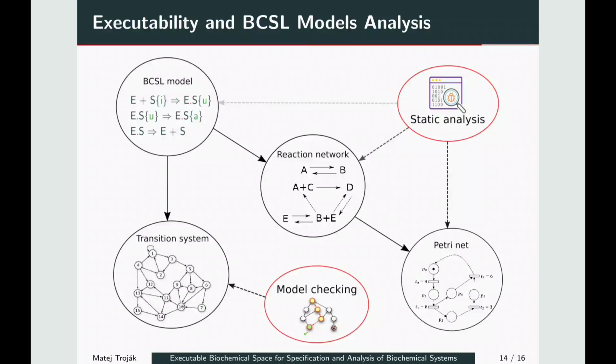As I mentioned in the beginning, it's important that the language has also operational semantics, so we can perform some analysis. So we can then, for example, generate a transition system and perform model checking or parameter synthesis. What we are also trying to do is focus on static analysis. However, static analysis in rule-based systems is not well established, not as good as in Petri nets or reaction networks. However, it's really worth exploring this area.